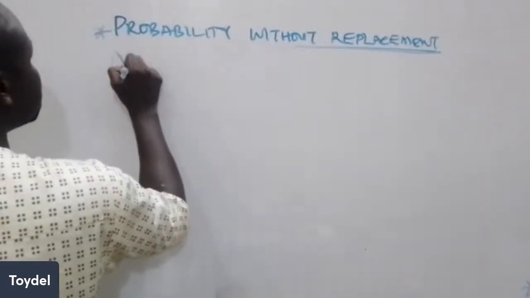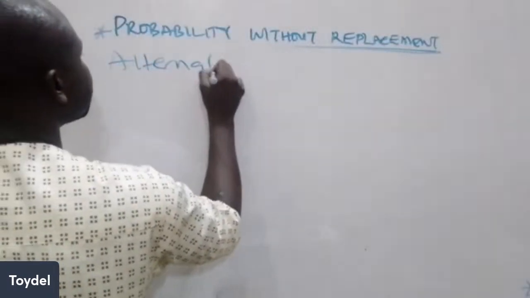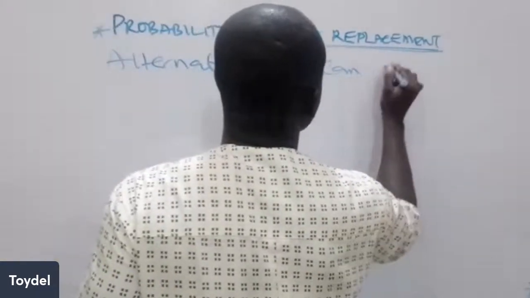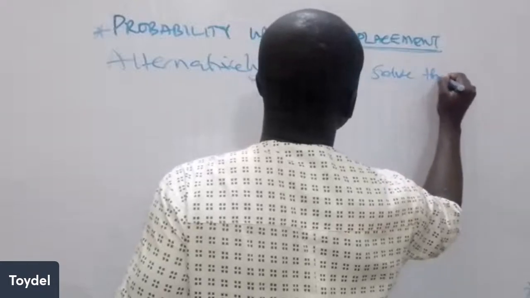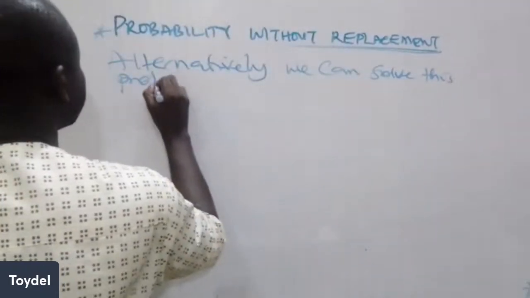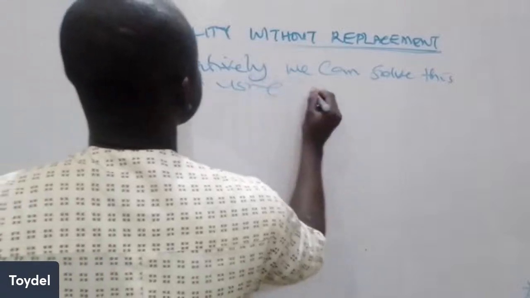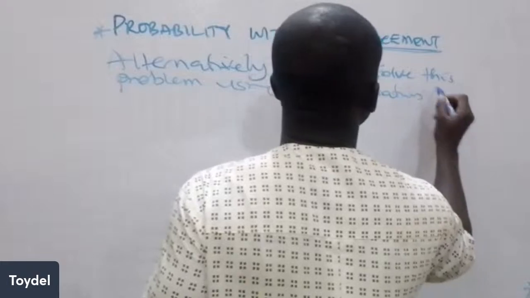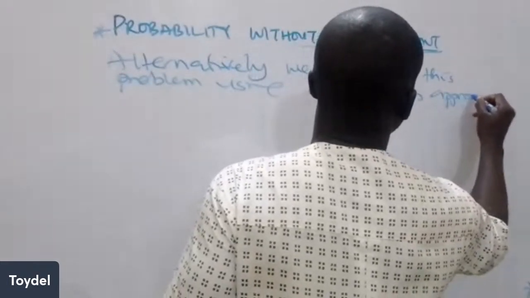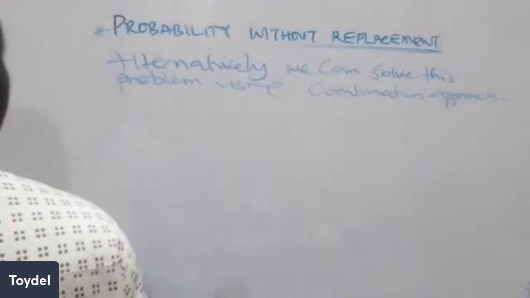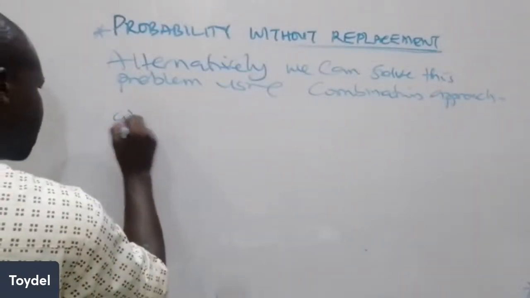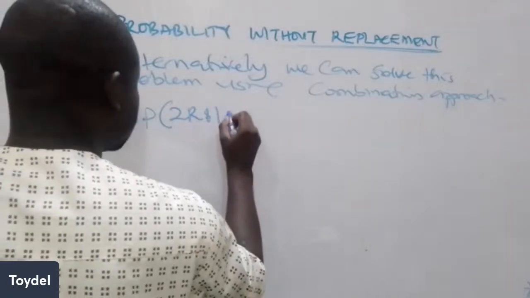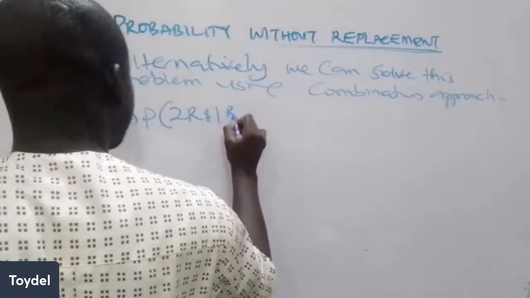Alternatively, if I don't want to follow all the steps that I've been doing now, I'll say alternatively, we can solve this problem using combination approach. We call it combinatorial approach. So what do I mean by that? I'll go back to question A, where we have the probability that we have 2 reds and one blue. So what do I do?